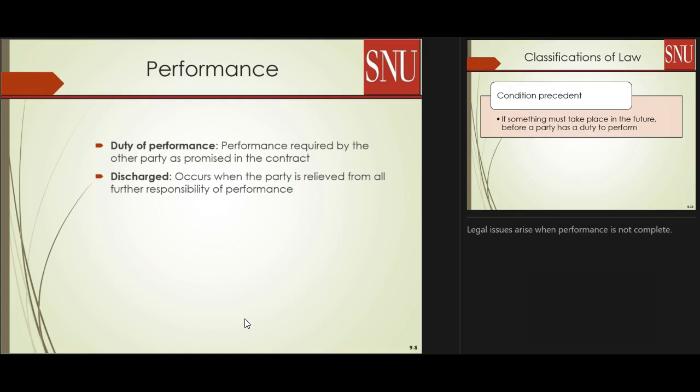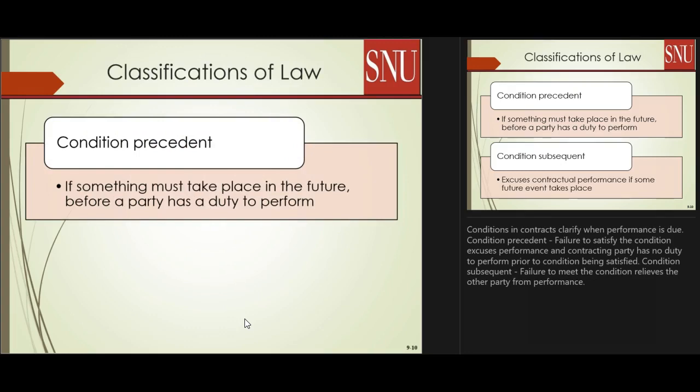That performance is discharged from one or all parties with certain conditions. There can be a condition precedent in the contract if something takes place in the future before a party has a duty to perform. So a contract can say, when XYZ happens, then the party will be obligated. So that is a condition precedent. Until that condition is met, the other party is not obligated to perform.